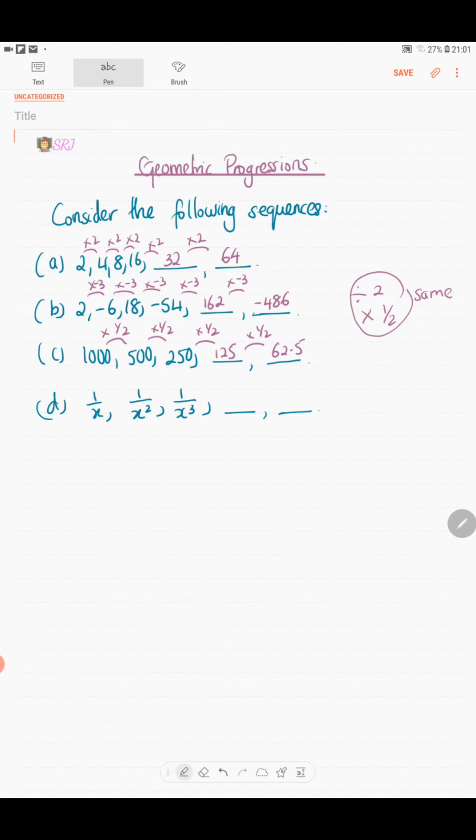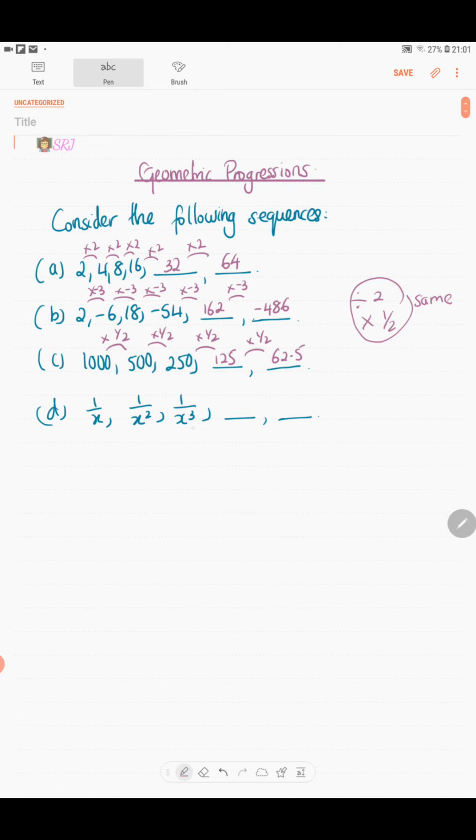And the last part, 1 over x, 1 over x squared, 1 over x cubed. So here it is clear that we are multiplying by 1 over x. So the next term will be 1 over x power 4. And here 1 over x power 5.